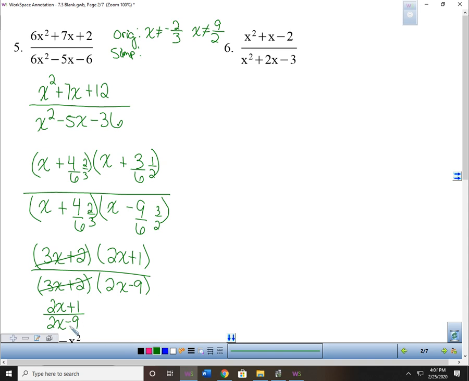So if I set 2x minus 9 equal to 0, I would add the 9 and divide by 2. So x cannot be 9/2. Since that's already a stipulation for the original, the only one that I need to restrict would be the -2/3. So x cannot be -2/3.